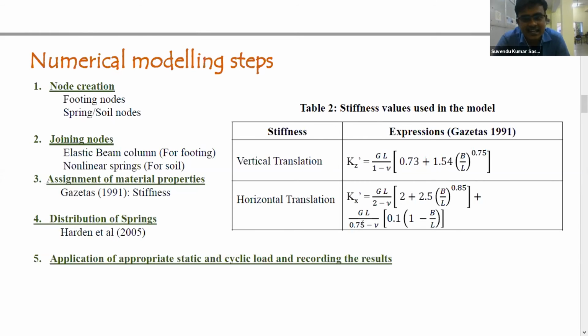After the footing and soil are modeled, then load is applied. First, static load is applied. An allowable static load is applied by dividing the ultimate bearing capacity by a reasonable factor of safety. Then after applying, the allowable static load is kept constant. Then one cycle of a cyclic load is applied. The intensity of a cyclic load is some percentage of the ultimate bearing capacity of foundation.